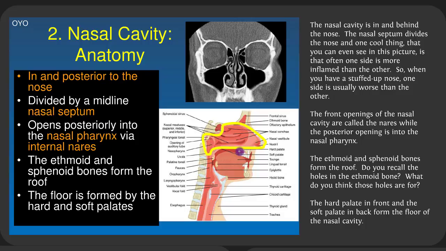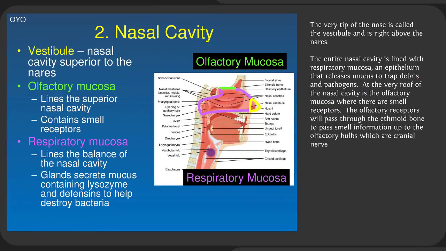The hard palate in front and the soft palate in back form the floor of the nasal cavity. You can always tell the hard palate from the soft palate by running the tongue along the roof of your mouth, and you'll feel that the hard palate is in front and the soft palate is in back. The very tip of the nose is called the vestibule and is right above the nares. The entire nasal cavity is lined with respiratory mucosa and epithelia that releases mucus to trap debris and pathogens.